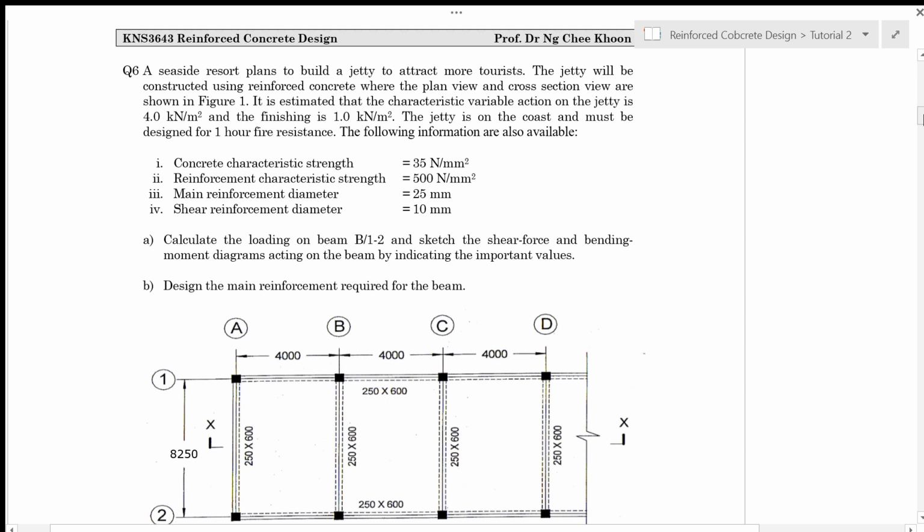below. It is estimated that the characteristic variable action on the jetty is 4 kN per square meter and the finishing is 1 kN per square meter. The jetty is on the coast and must be designed for 1 hour fire resistance. The following information is also available.